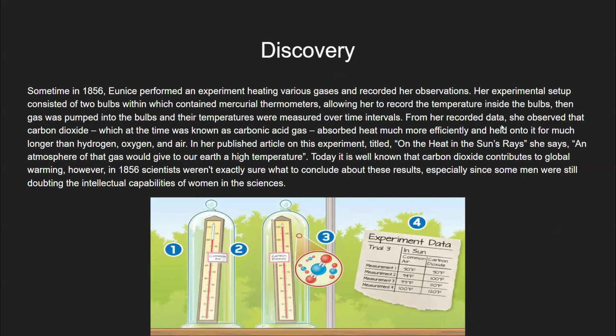From her recorded data, she observed that carbon dioxide, which at the time was known as carbonic acid gas, absorbed heat much more efficiently and held onto it for much longer than hydrogen, oxygen, and air. In her article on this experiment, titled On the Heat in the Sun's Rays, she says an atmosphere of that gas would give to our Earth a high temperature, which of course is what it's doing today.